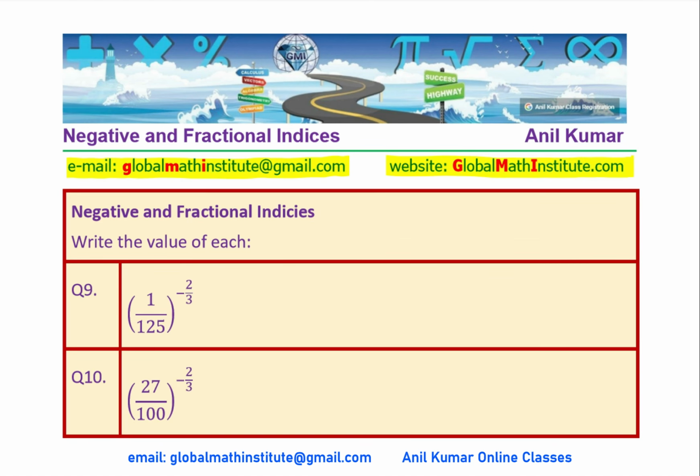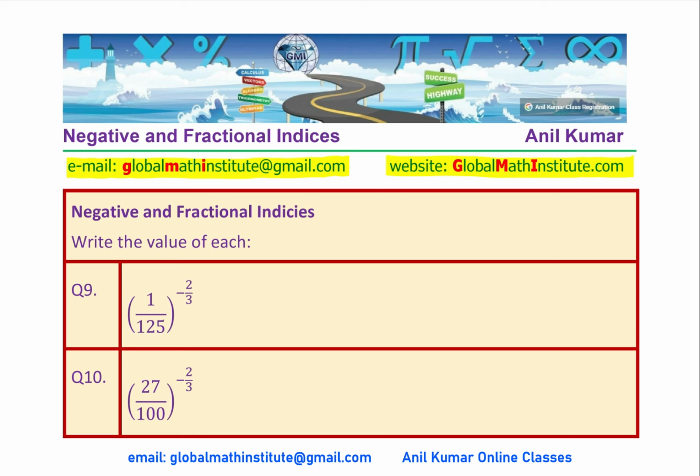Here are the last two for you to practice. I'd like you to pause the video and then answer these questions, correct? 1 over 125 to the power of minus 2 over 3. Minus means to flip and then cube root and square. And 27 over 100 to the power of minus 2 over 3, correct? So I hope you have already got the answers.